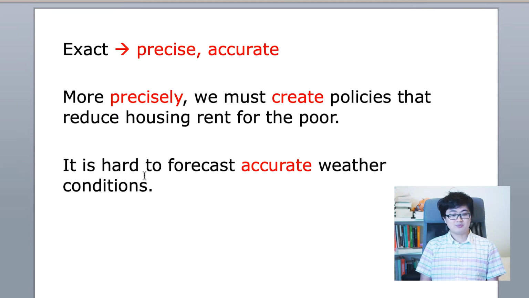And then the next sample, it is hard to forecast accurate weather conditions. Then here we have accurate. Okay, let's move to sublist 6.